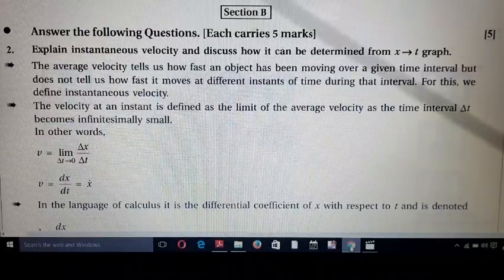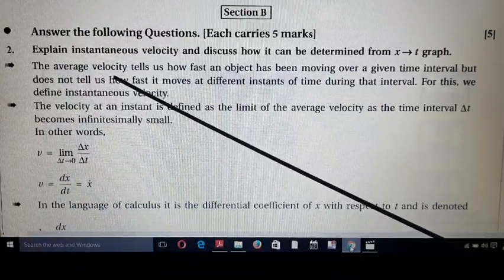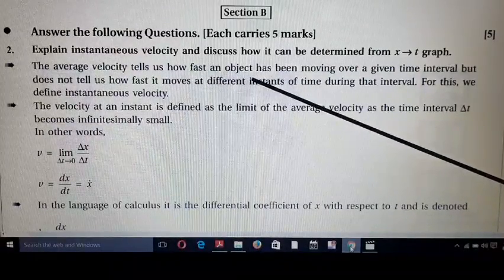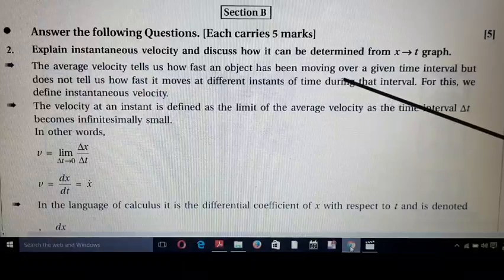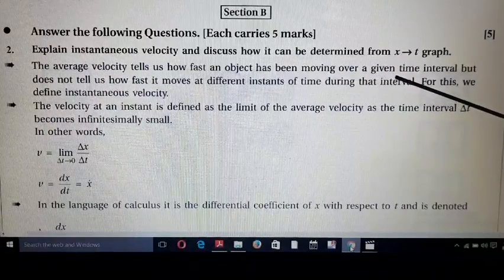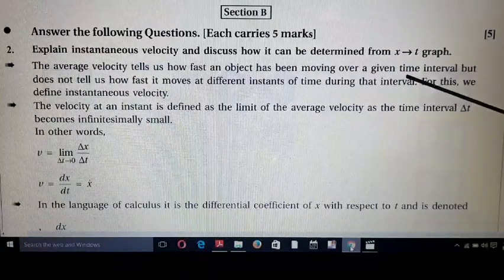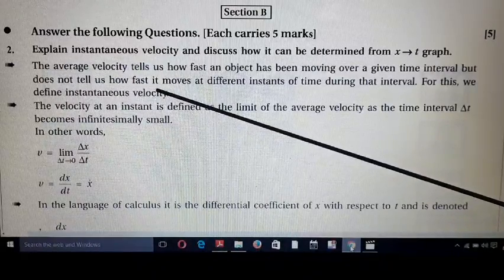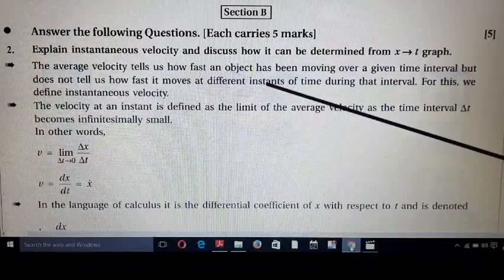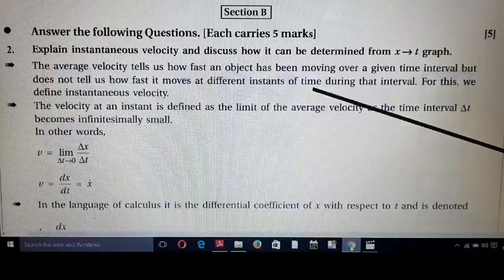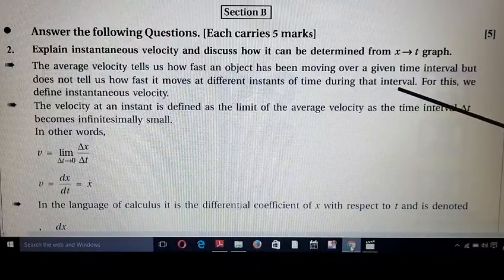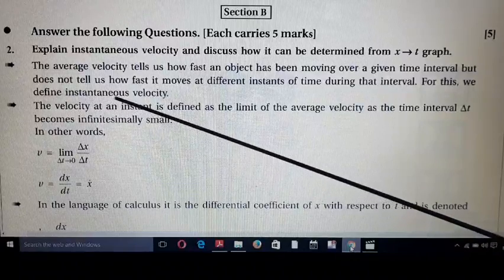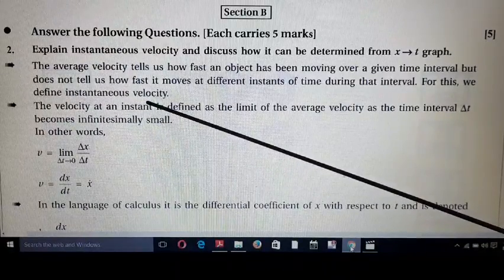Look here, the average velocity tells us how fast an object has been moving over a given time interval, but does not tell us how fast it moves at different instants of time during the interval. For this, we define instantaneous velocity. Okay?